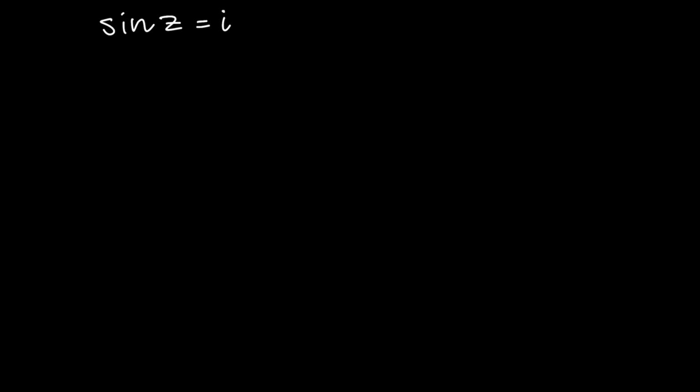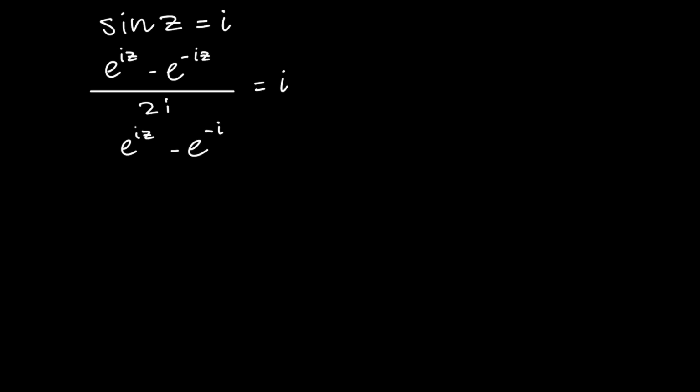So sine of z can be written in exponential form as follows. Sine of z is equal to e to the iz minus e to the minus iz all over 2i, which is still equal to i. Now we're going to take this denominator across. So we have e to the iz minus e to the negative iz equal to 2i squared. And we know i squared is equal to negative 1, so that just becomes negative 2.